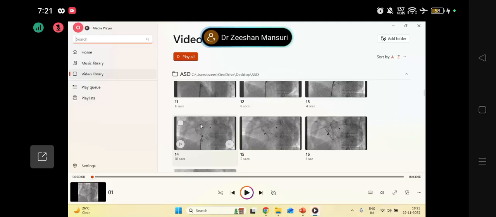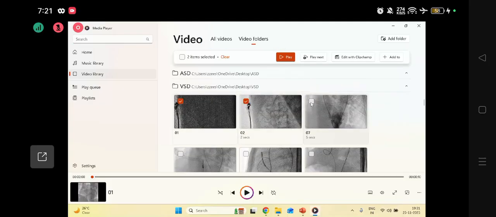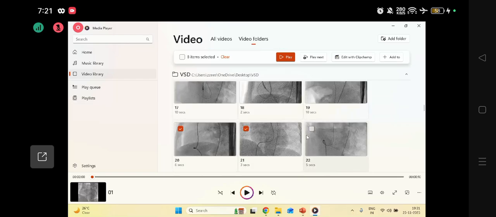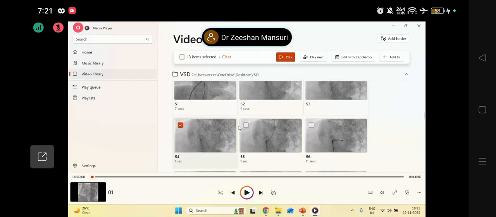We have a few VSD device cases. This was a case of a 1-year-old child with not increasing weight. It was a weight of 7.5 kilogram. And we did a VSD device closure for this child.